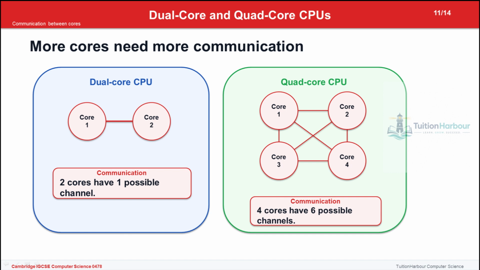Dual-core and quad-core CPUs. Cores may need to communicate when sharing work. 2 cores have 1 possible communication link. 4 cores have 6 possible links. More communication between cores can reduce some of the expected performance gain.